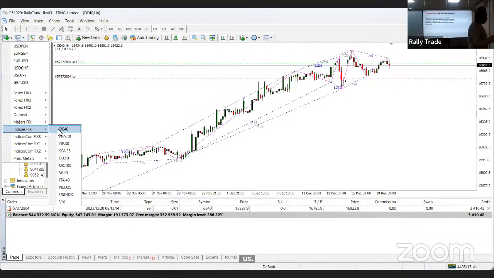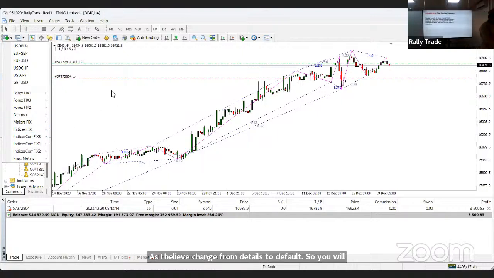Now that we have moved to that level, we can go ahead and place a sell on that instrument. Now you can already see that I have my indicator on this screen.